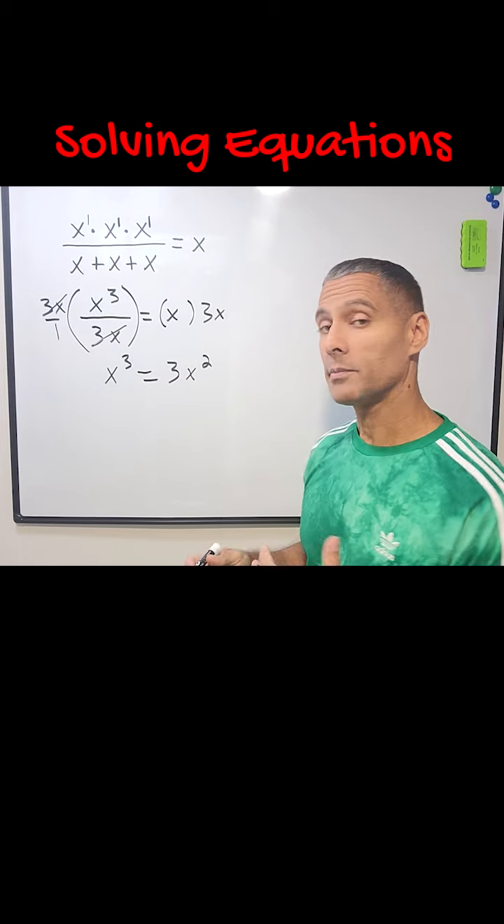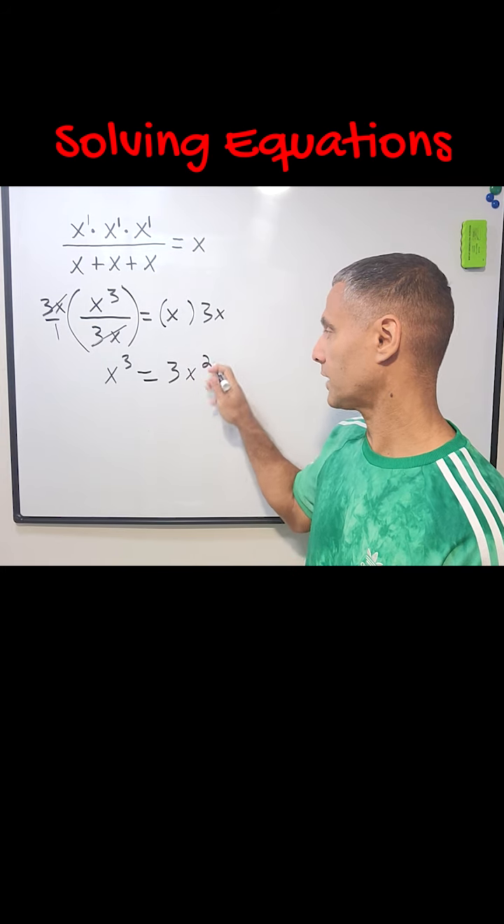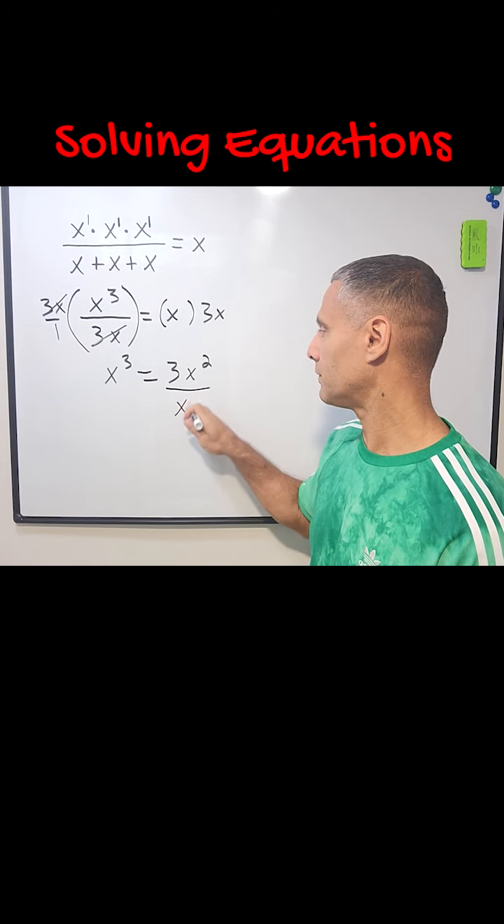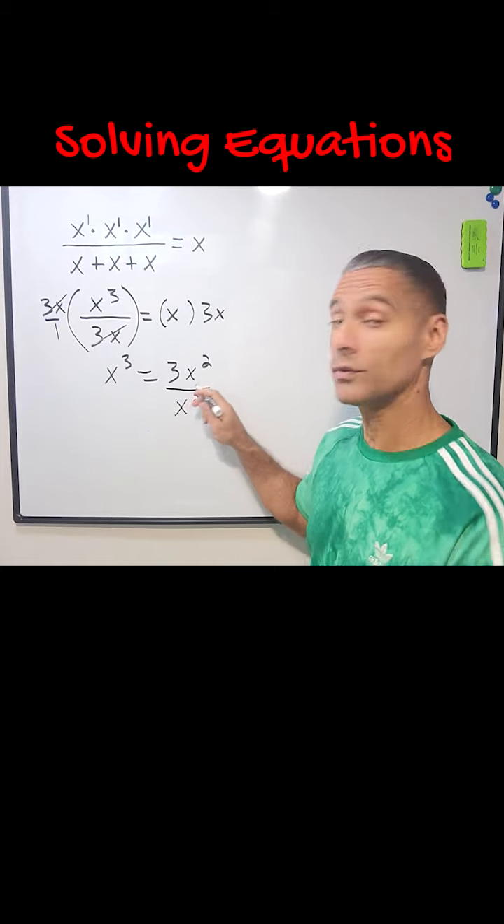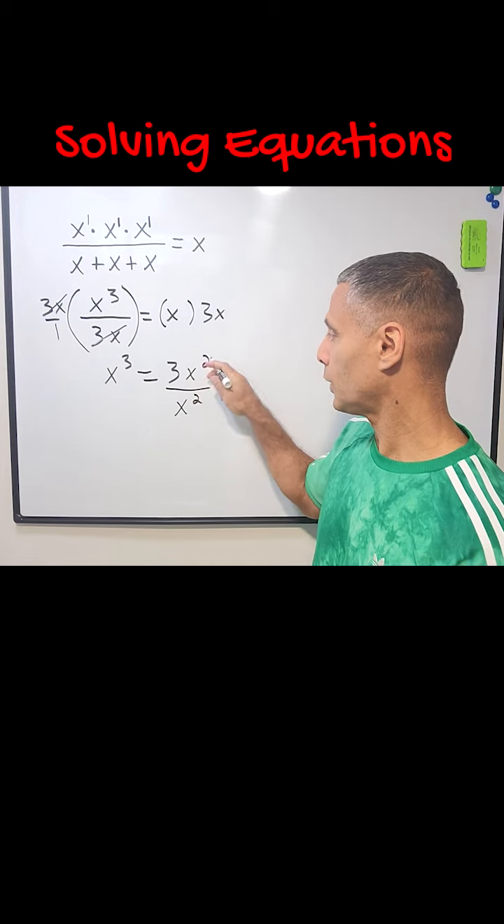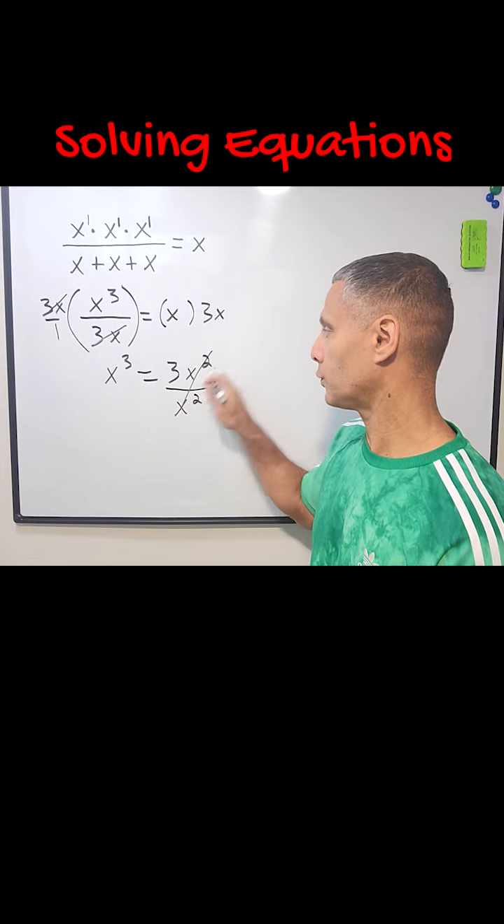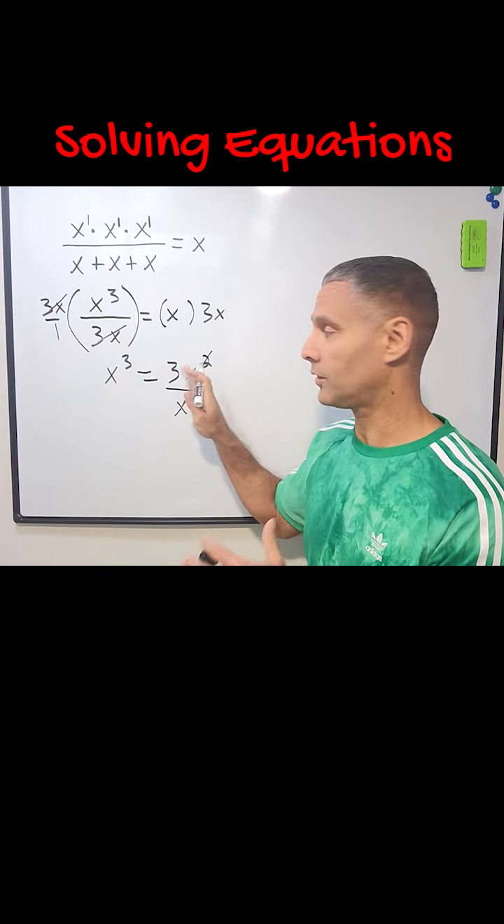Now what I'm going to do is this. I'm going to take this x to the second power and divide it by itself. So those two pieces will cancel each other out. x squared divided by x squared is 1. And of course, 1 times 3 is 3. So the 3 stays on this side.